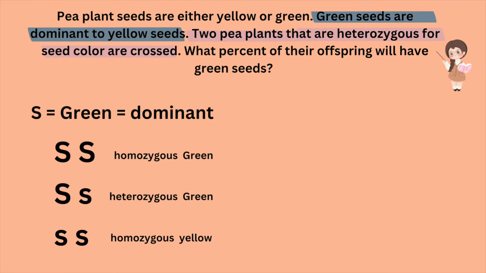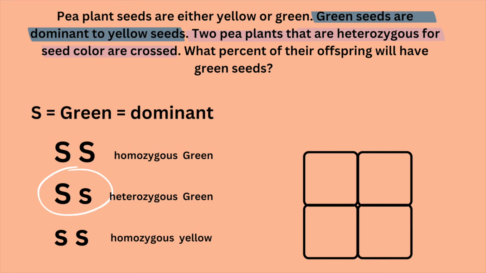The given information says we have two pea plants that are heterozygous for seed color. That's what we're working with to find our genotype for both parents. It looks like only one genotype fulfills that description. Big S, little s is heterozygous. It doesn't tell us the color it yields, but it doesn't matter in this particular problem. So we're going to fill in this Punnett square appropriately. I'll give you some time to do that.